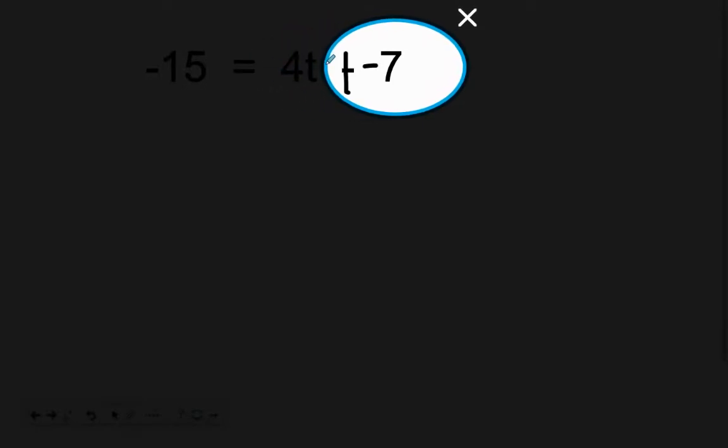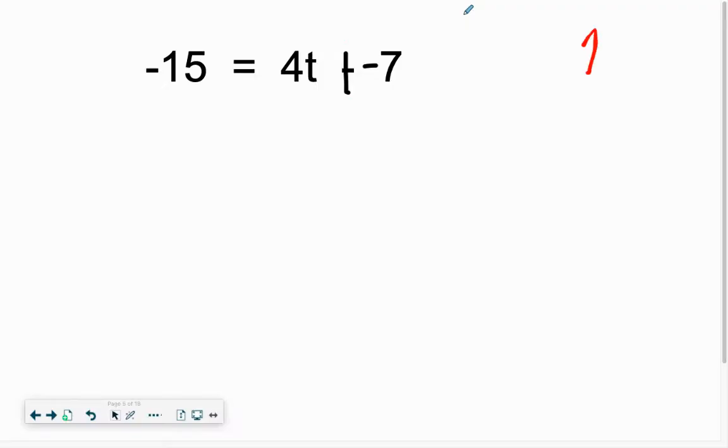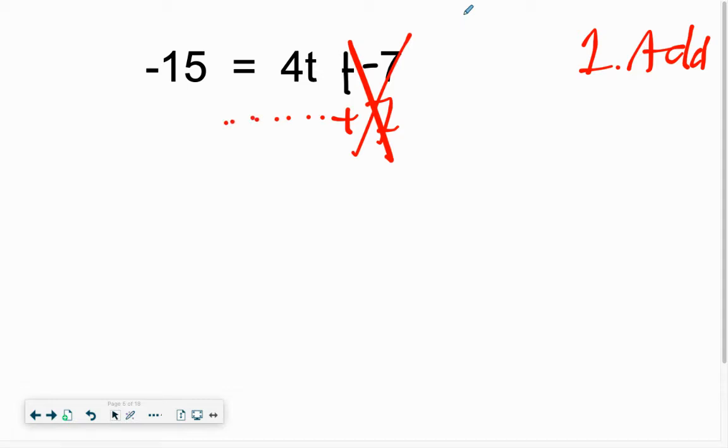Put your pencil, put your thumb on the 4t. Draw your attention to adding a -7. That's the first thing we need to get rid of. Step 1 is to add. So we're going to add a +7 so that these guys cancel out. Now journey all the way over to the left side of the equal sign and put down a +7.